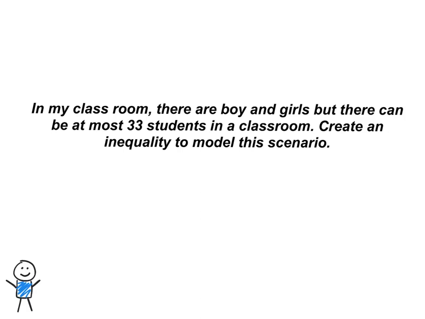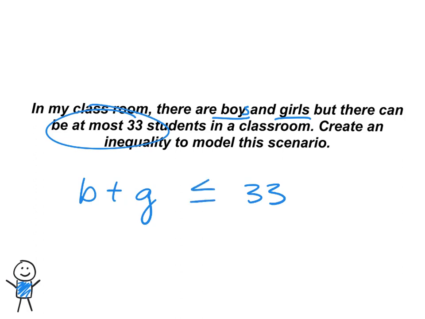In this example, it says, in my classroom there are boys and girls, but there can be at most 33 students in a classroom. So we have boys and girls, and there can be at most 33 students in my room. So let's think about what at most means. At most means the maximum limit in my room is 33. So I actually need to have less than or equal to 33 in my classroom because 33 is the most it can be. So my amount of boys and girls has to be 33, which is the maximum number of desks I have in my room, or less.